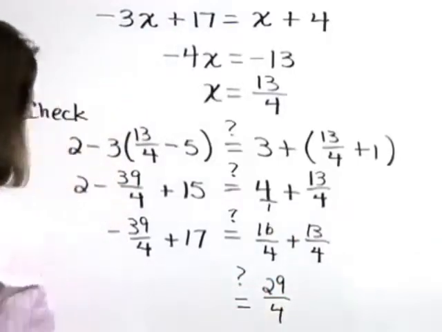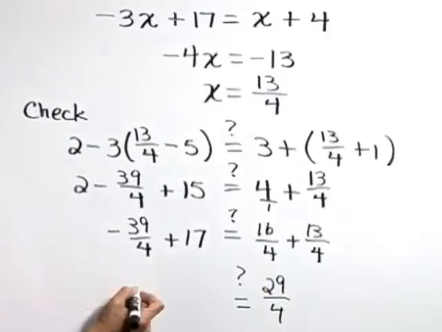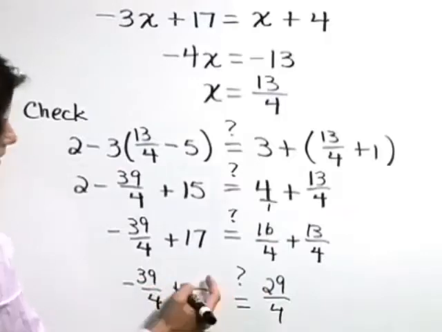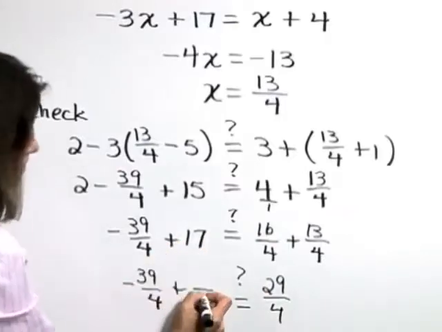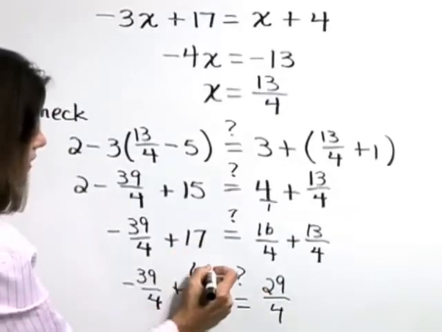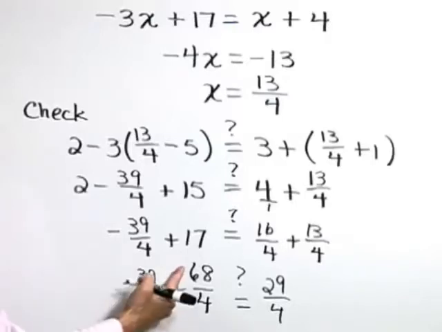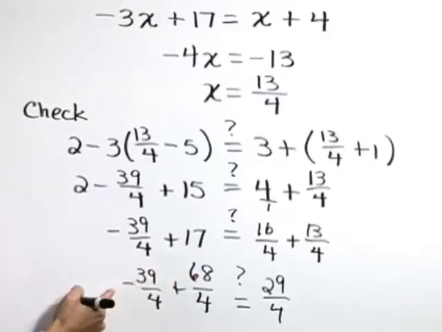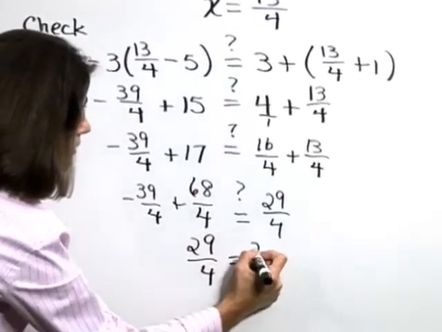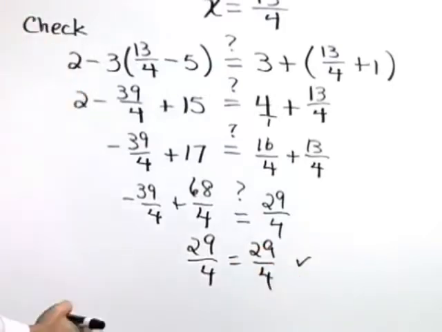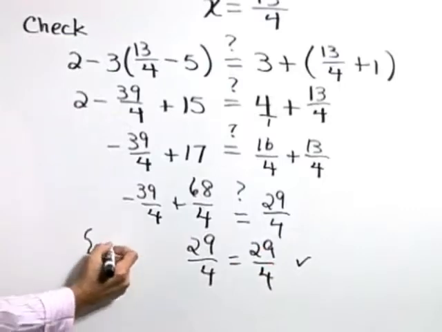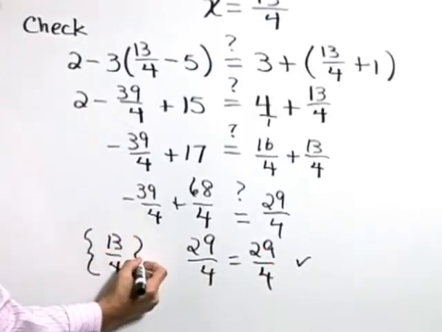29/4. On the left-hand side, let's get a common denominator as well. We'll use 4 as a common denominator here. That's a 17 over 1. 1 goes into 4 4 times, and 4 times that 17 is a 68. This is going to work out just great because 68 and a negative 39 is indeed 29/4. So we do have a true statement, and we can say then with confidence that the solution set is indeed a 13/4.